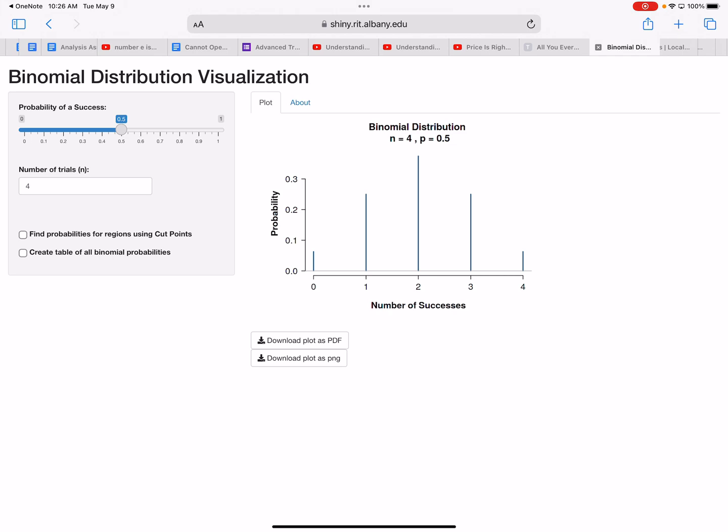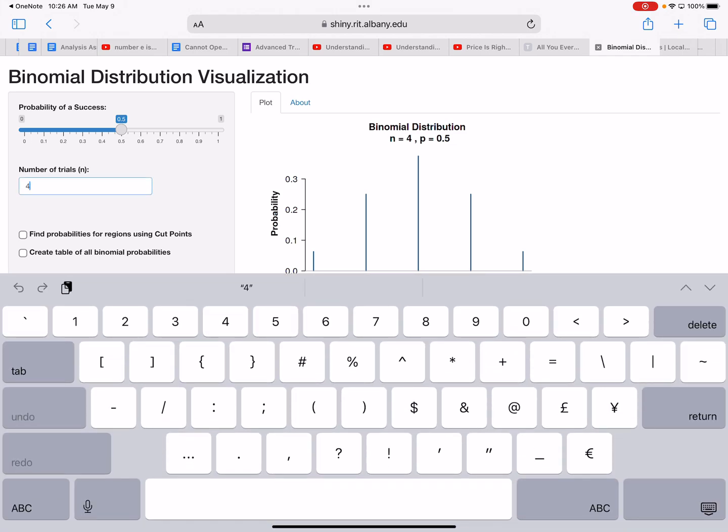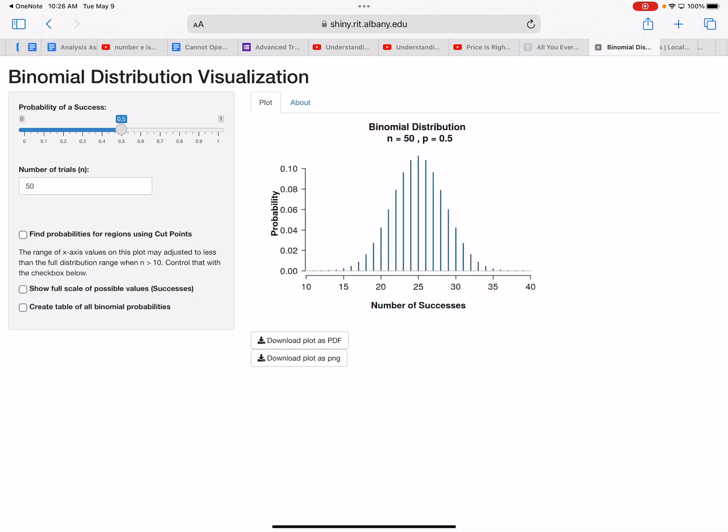So if I increase the number of trials, let's say I increase it to 50, look what happens to the distribution. This is exactly flipping coins. My probability of success is 0.5, my number of trials is 50. Like we said before, I think Oscar said it, the number that you would expect to get would be 25. This fits perfectly to a normal distribution.